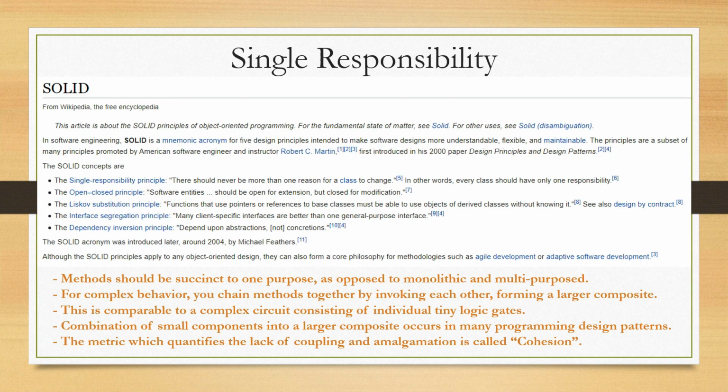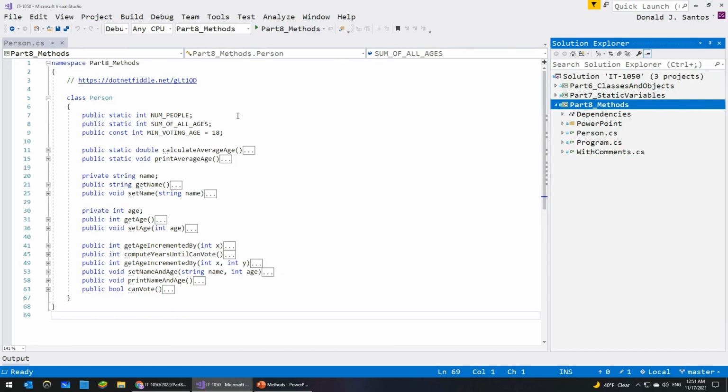The metric which quantifies the lack of coupling and amalgamation is called cohesion. So that's what I'm trying to get across here: single responsibility equals cohesion. Amalgamation just means putting a bunch of stuff together, doing it all at the same time in one place, instead of separating them out. We're just going to do a quick exercise and then we'll be done.